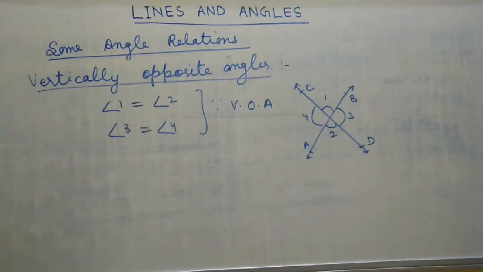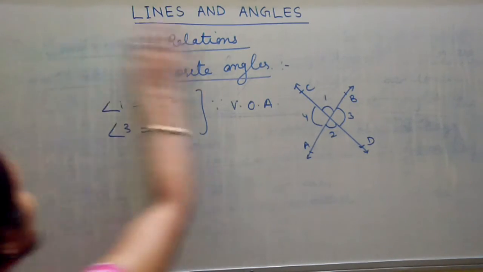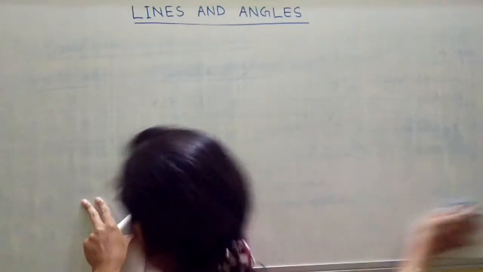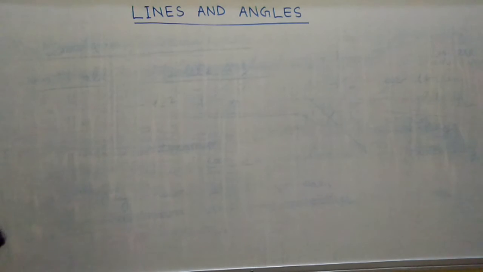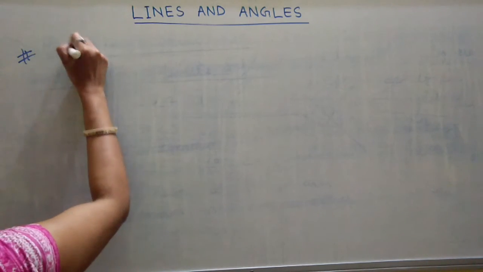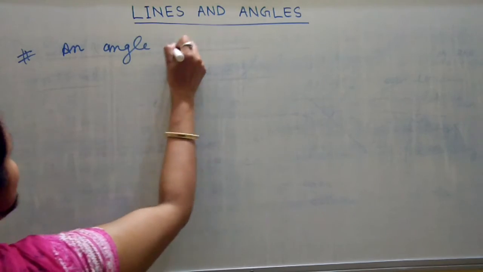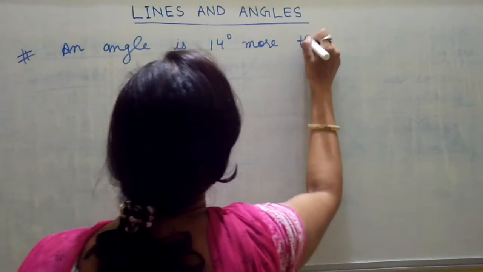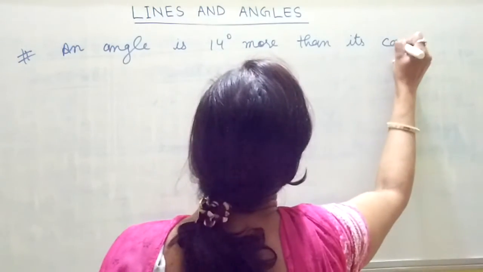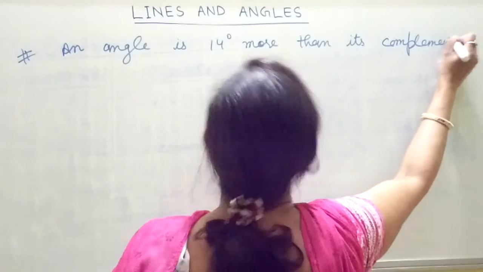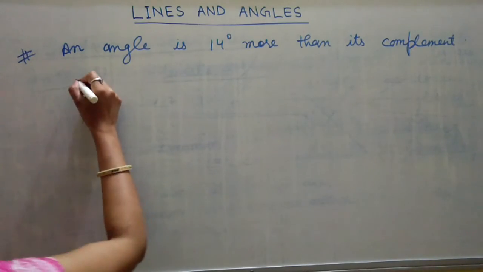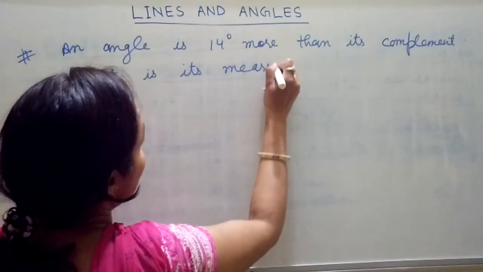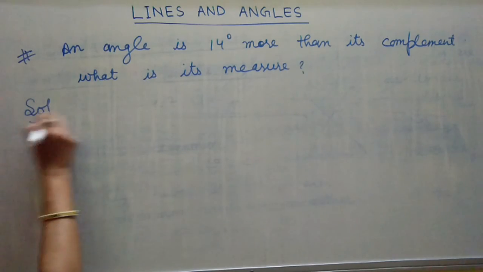Okay, come to the questions. Very simple questions I have taken for your convenience. First question: an angle is 14 degrees more than its complement. Find the angle. What is its measure? Very easy. Solution, I will take the solution.